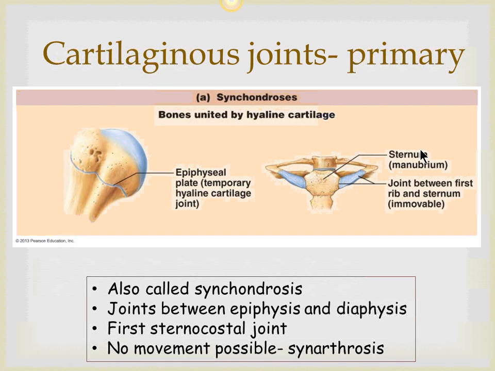Let's look at the next type of joint, which is cartilaginous joints. Now remember, I told you that you had hyaline cartilage and you had fibrocartilage. So you could either have hyaline or you could have fibrocartilage. So cartilaginous joints are divided into two categories. One is called primary and the other one is called secondary. In primary cartilaginous joints, it's hyaline cartilage which is present. And that's why looking at a slide is really important, because notice here it says bones united by hyaline cartilage.